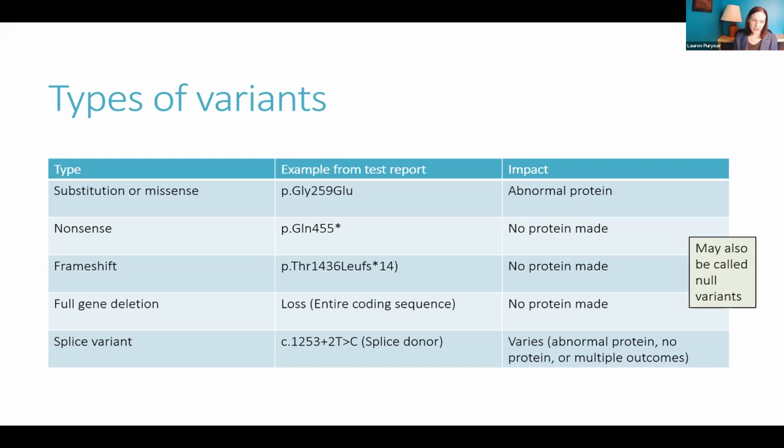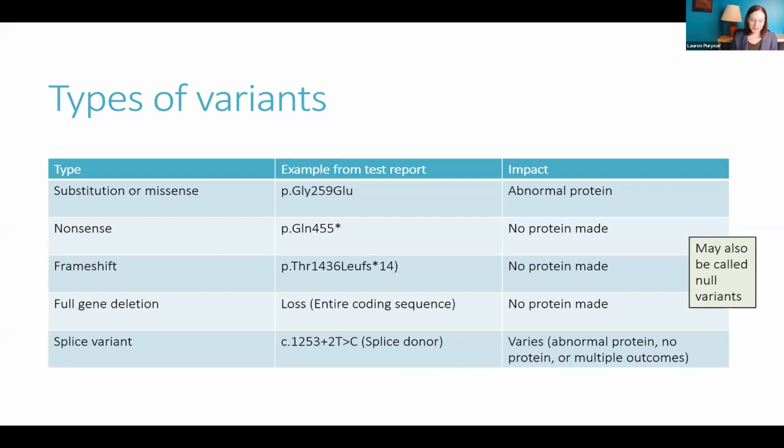The last line on this table is the splice variant, which is one of the most difficult types of variants to know what to do with. The reason for that is that splicing is just part of the processing when DNA is transcribed to make RNA. And if that splicing doesn't happen, if the RNA isn't stitched together in the right order, and that RNA is abnormal, then of course that would lead to an abnormal protein being made. But sometimes the splice variant leads that RNA to be stitched together in such a way that it's very unstable and it gets degraded by the cell and no protein is being made. And so you can't always tell by looking at the splice variant what the outcome is going to be.